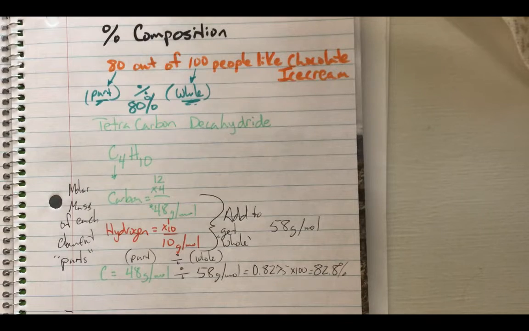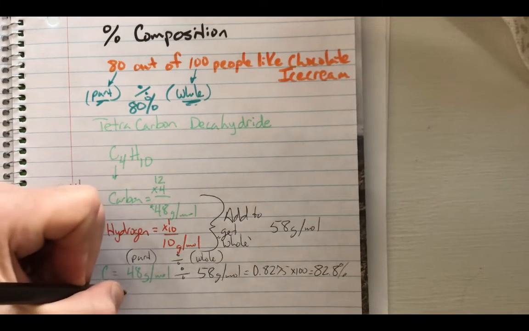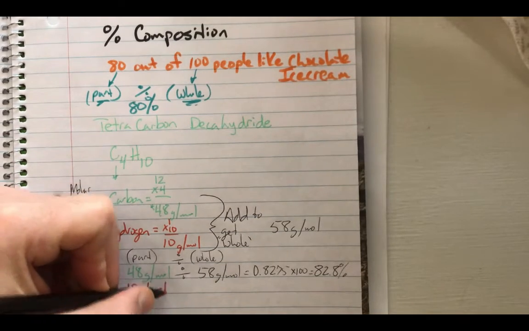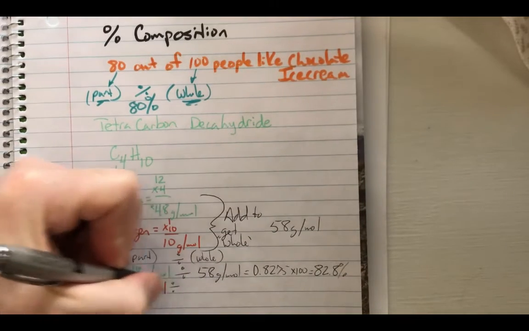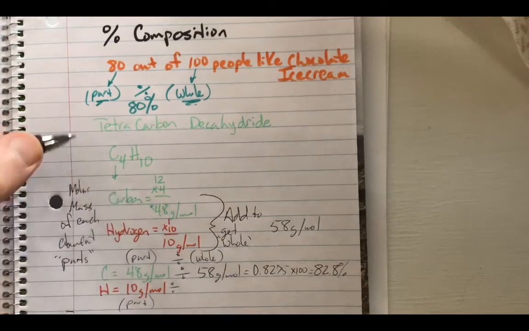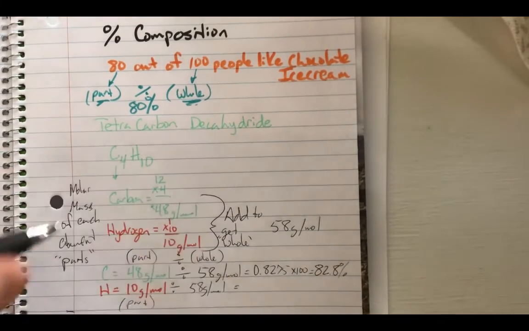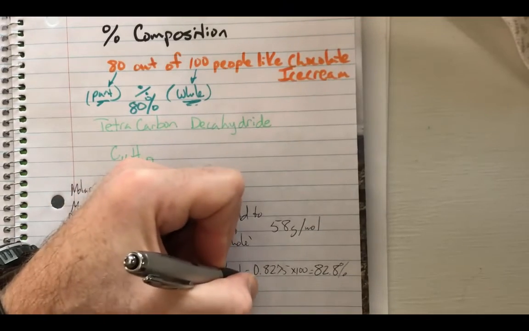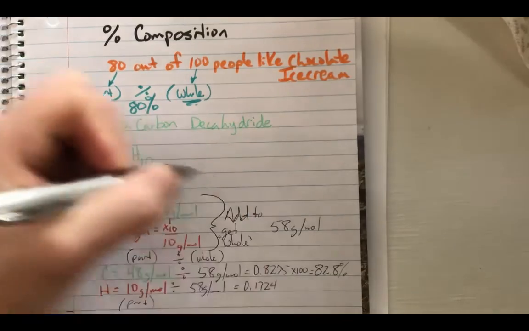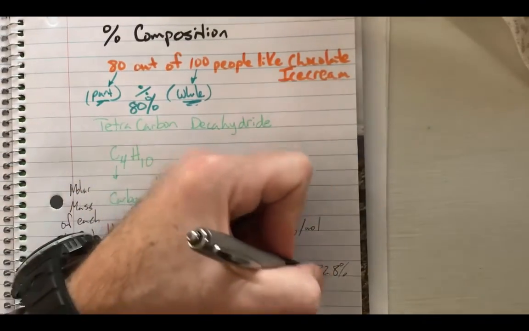Now what about hydrogen? Hydrogen's part was 10 grams per mole. Now I'm going to divide that by, again, this is the part, the whole, 58 grams per mole. 10 divided by 58, we're going to get a decimal, 0.1724. To make that into a percentage, I multiply it by 100 again, and I'm going to get 17.2%.